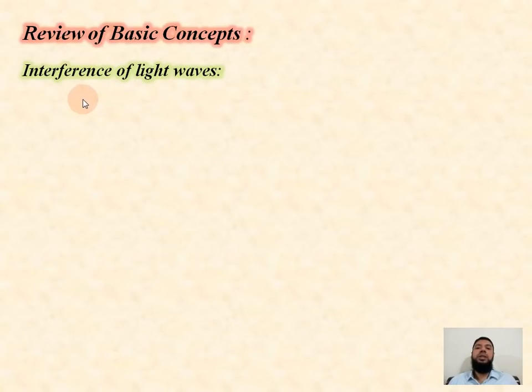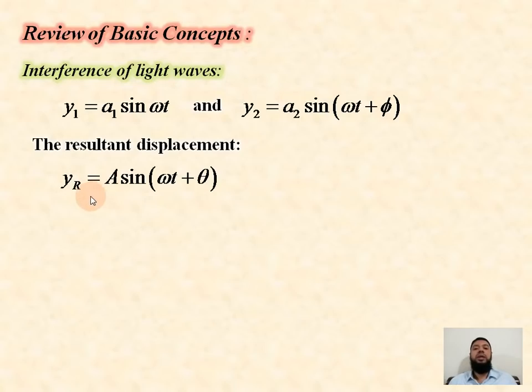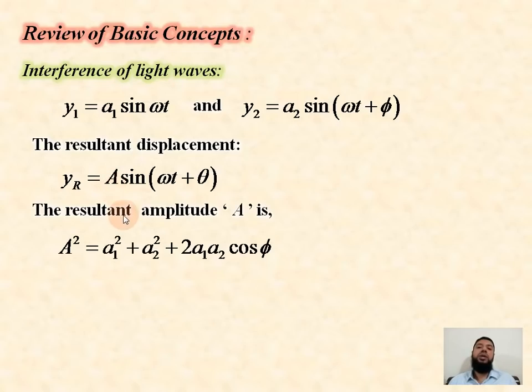Very important, we have learned interference of light in this chapter. We have studied the special case where the amplitudes are equal. Let's concentrate on the general case where we have different amplitudes. The displacement of the first wave is a1 sin omega t, and the second wave is a2 sin omega t plus phi. Here the amplitudes are different and there is a phase difference of phi. Then the resultant wave is given by y r is equal to a sin omega t plus theta. Here a is the resultant amplitude, which is expressed as a square is equal to a1 square plus a2 square plus 2 a1 a2 cos phi.